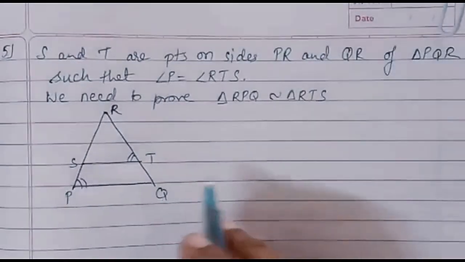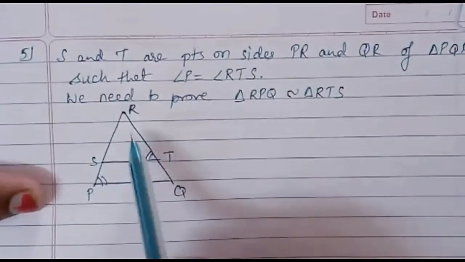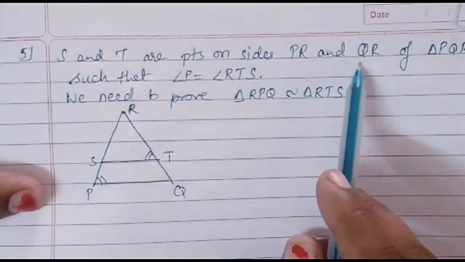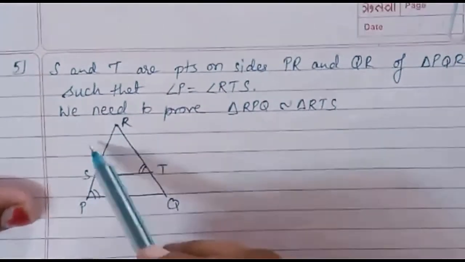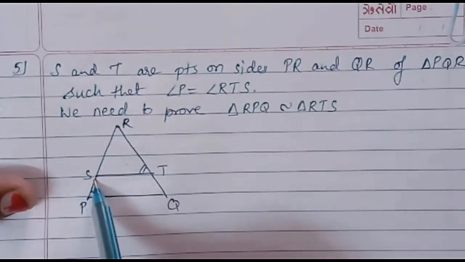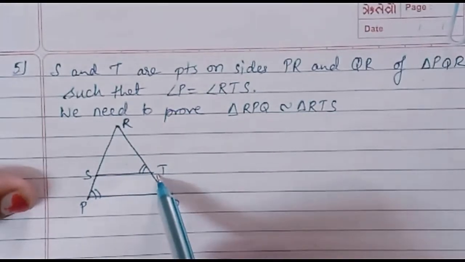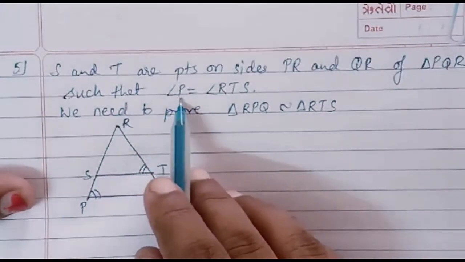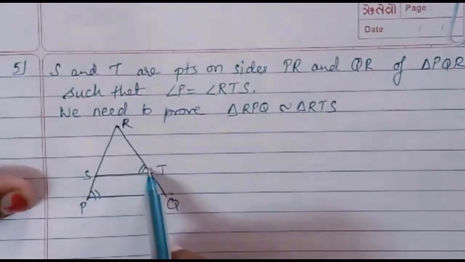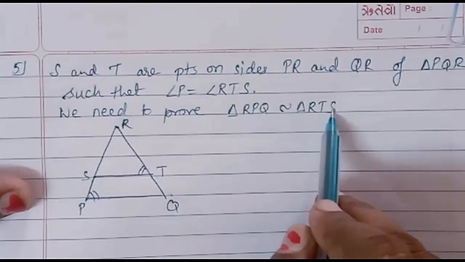These are all small prove-that type of sums. So you just see this is one of the easy ones. You are being given S and T are the points of PR and QR of triangle PQR. So in side PR we have taken point S. It's not given that it is a midpoint. And the same way on side QR we have taken a point T, such that angle P and angle RTS are same. So we have taken these two angles. We need to prove triangle RPQ is similar to triangle RTS.